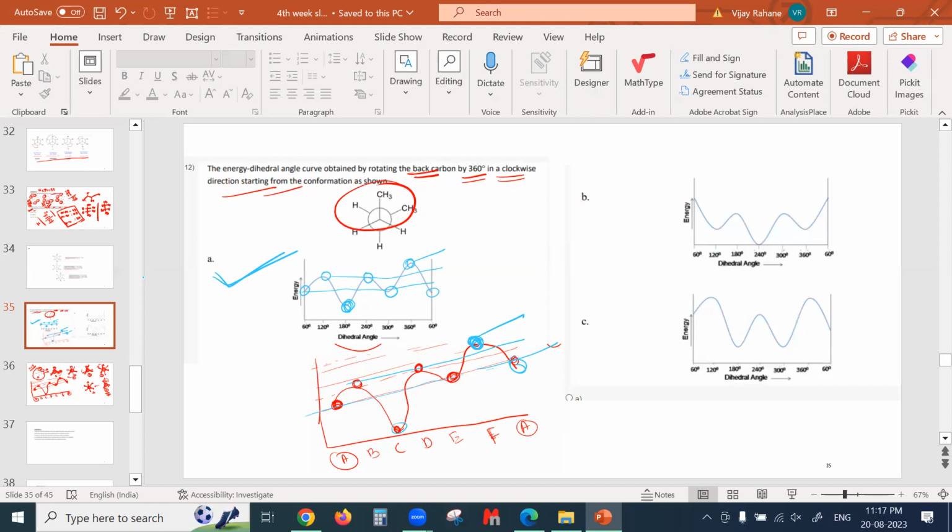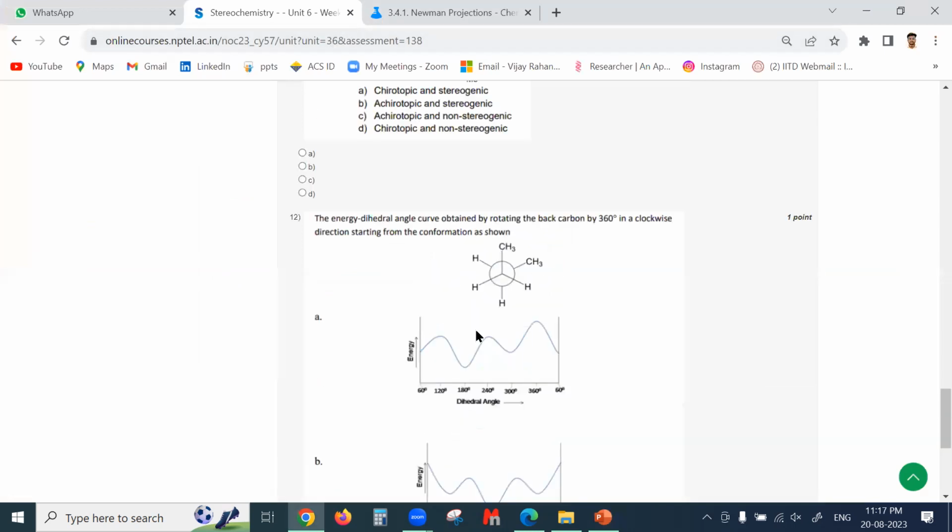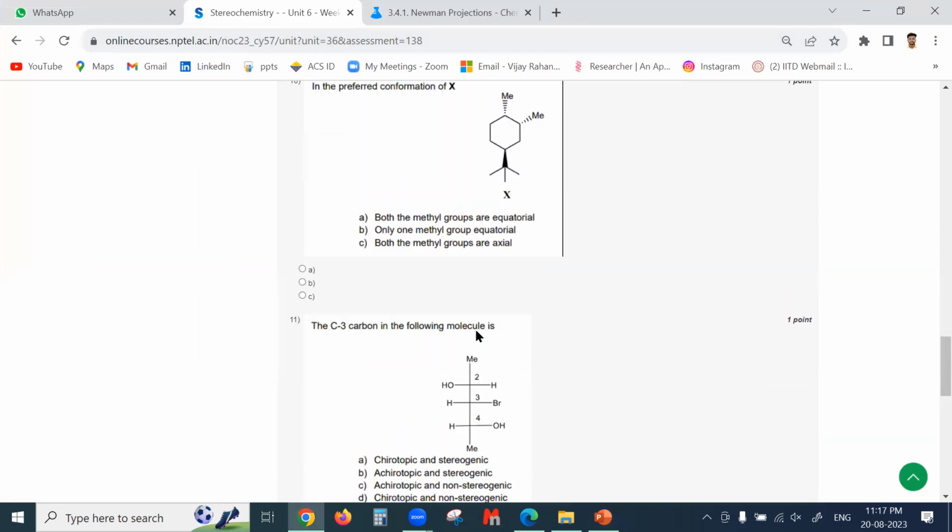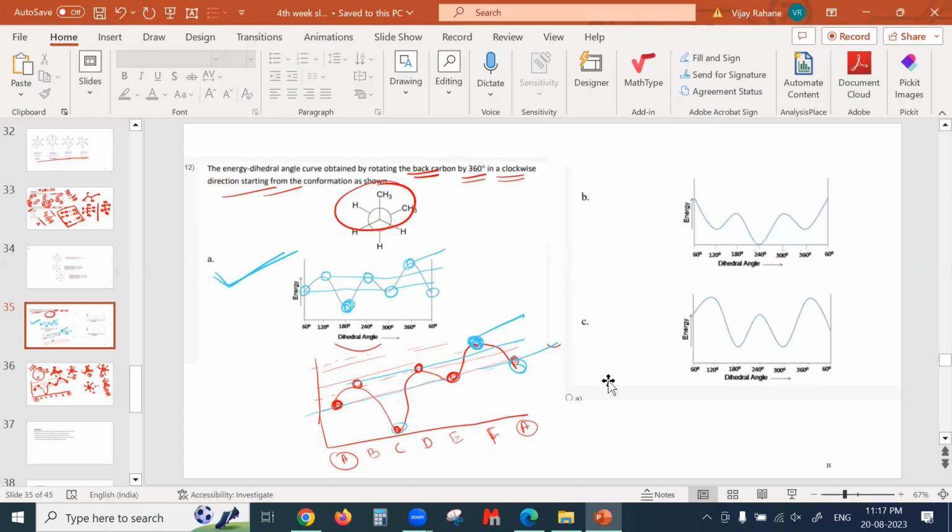Can you let me know if anyone has any doubt, so we can move to the next question. Question 8 in assignment 4. So this is question 8, right? All right, someone asked a question. Is it clear? All right, we'll move to the next question.